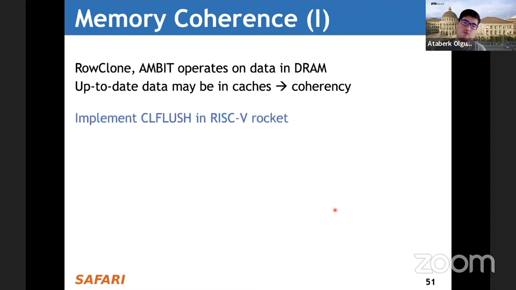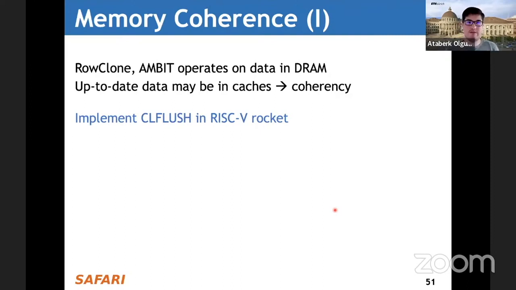So one way to guarantee coherency is to use cache line eviction operations, or CLflush operations, and make sure that basically every cache block of the data that we're copying is up to date in DRAM. So we will evict the dirty copies of the cache blocks, meaning cache blocks that reside in CPU caches, not in DRAM.